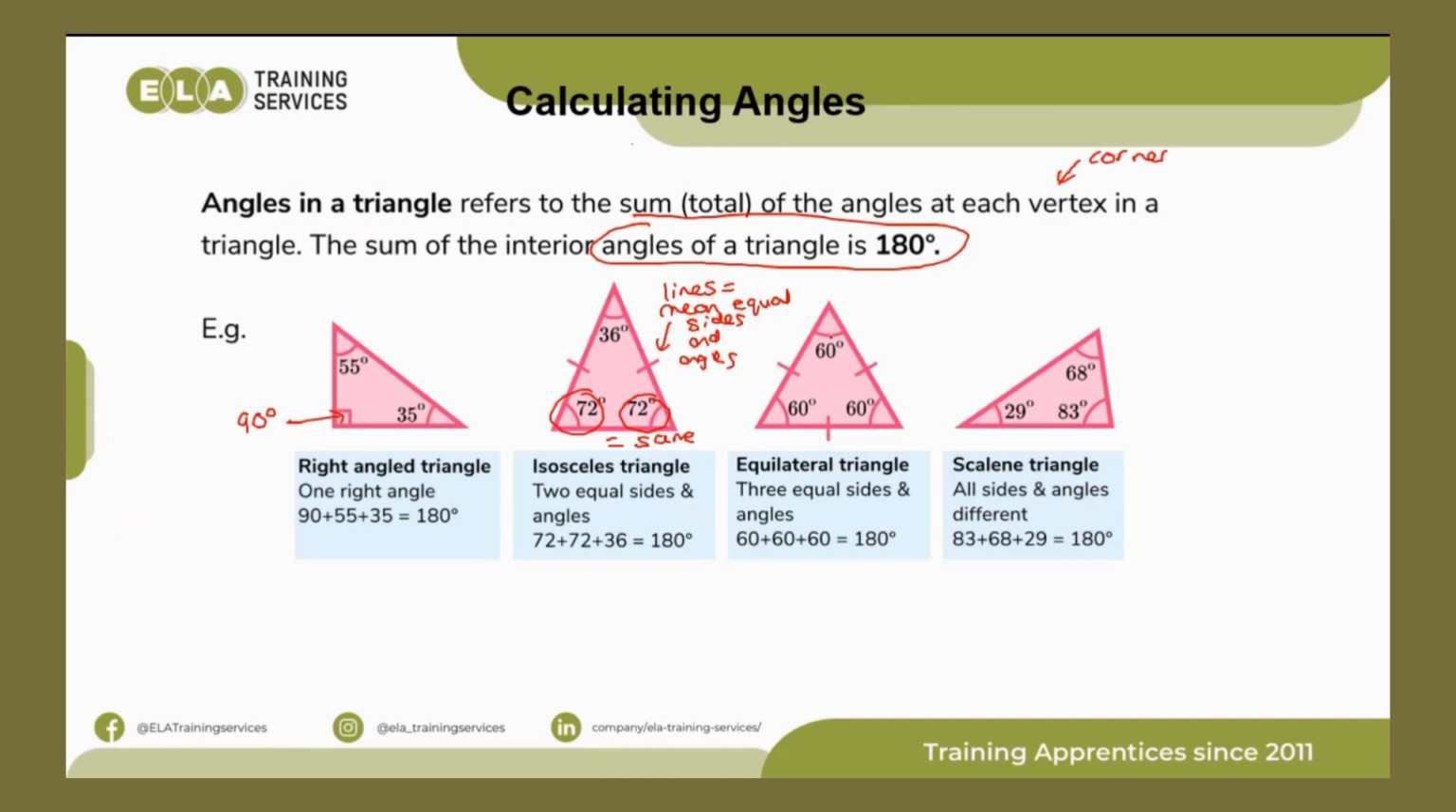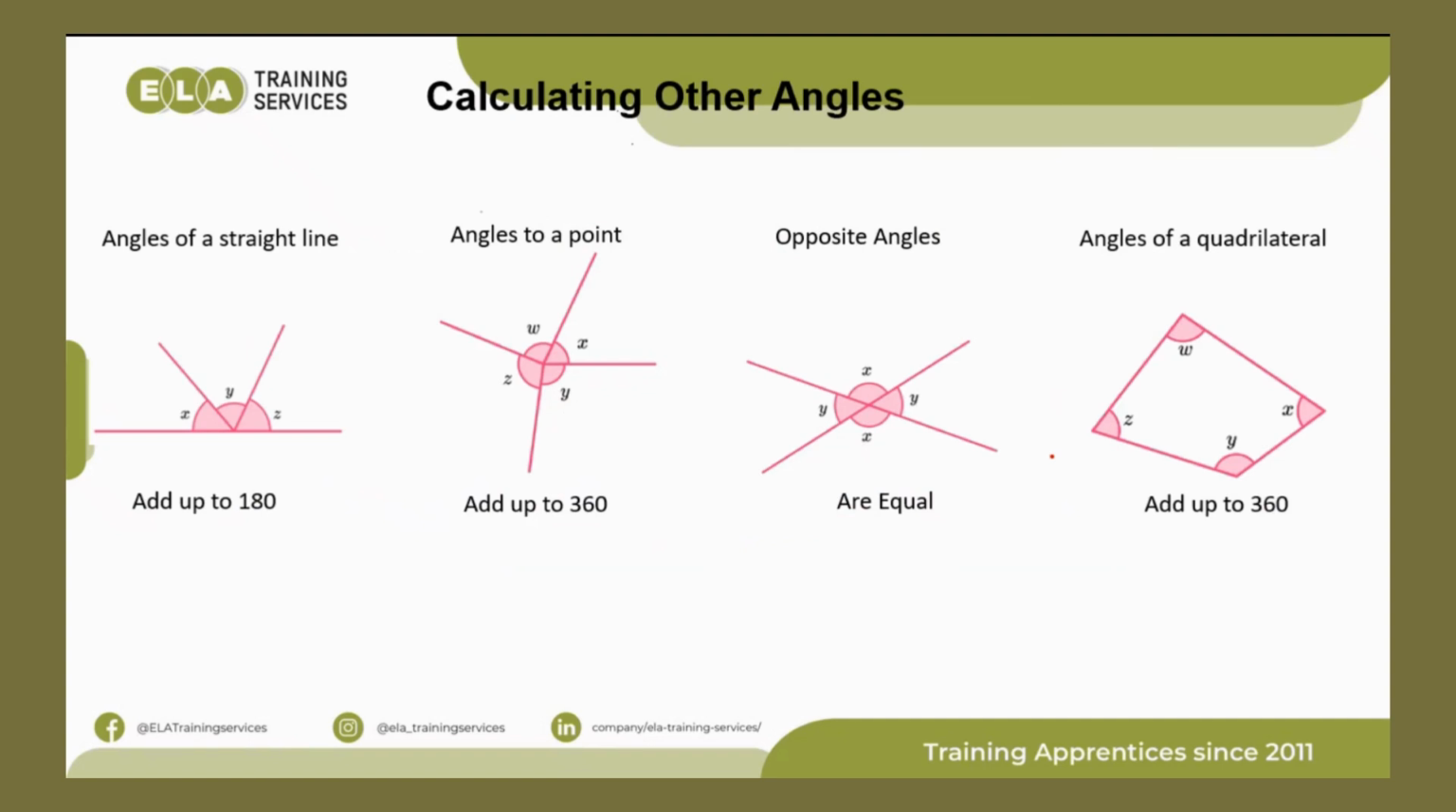Then we'll have an equilateral triangle. So we do 180 divided by 3, which is 60. So on an equilateral triangle, they'll always have the same. And then a scalene triangle will have different sides. So they're all the angles of triangles to navigate. Then the other four to remember.